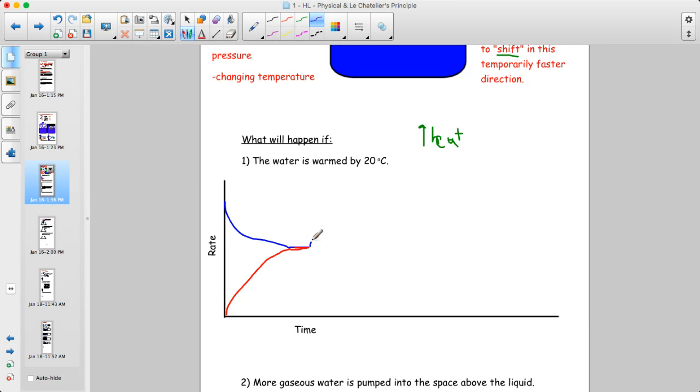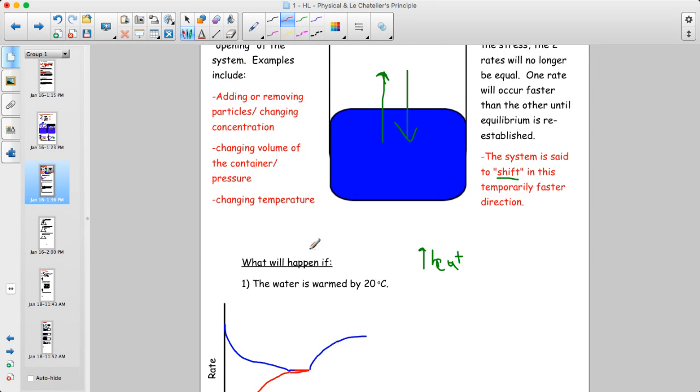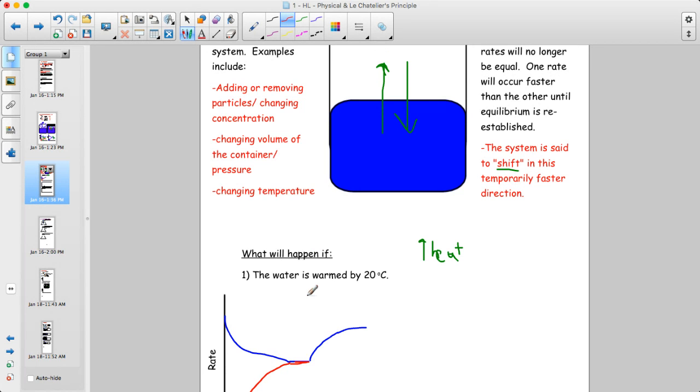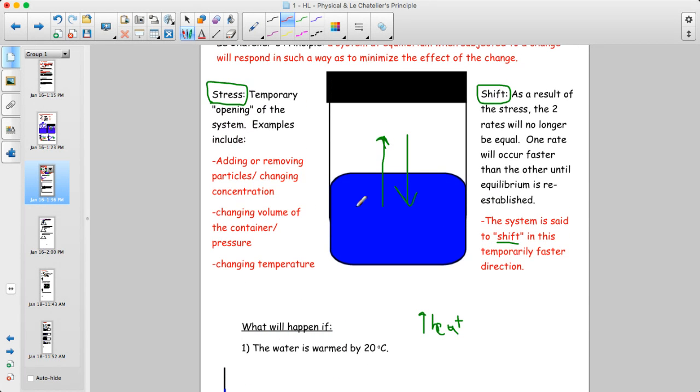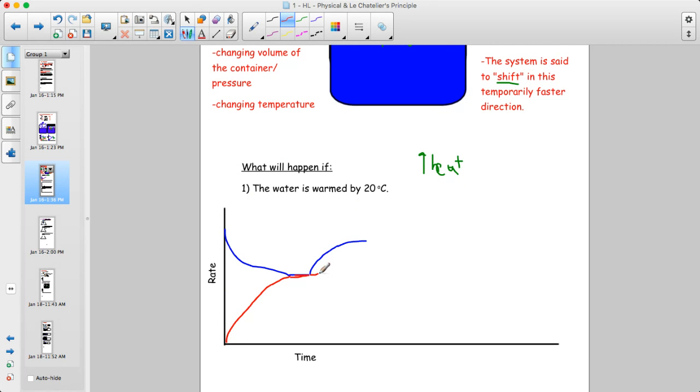And so what would happen is that heat up would make the evaporation rate go faster. Okay? It doesn't really make condensation go any slower, but it just doesn't really help condensation in the same way that it helps evaporation. But what would happen is, as you start to evaporate more and more and more, and you fill this space up with more and more and more gaseous water, that naturally has the impact of causing the condensation rate to increase also. And eventually you will reach a point again where the two rates are equal. You'll have a new equilibrium.